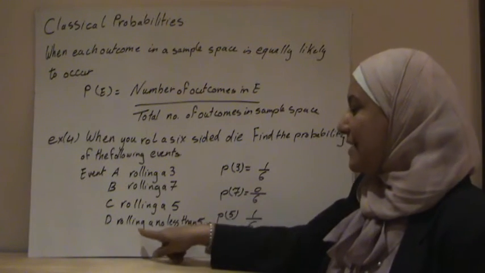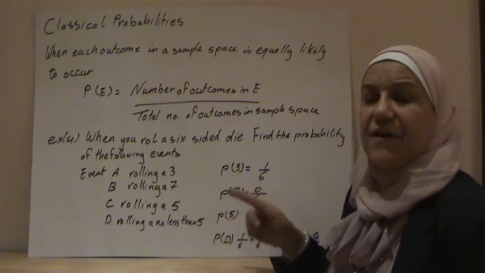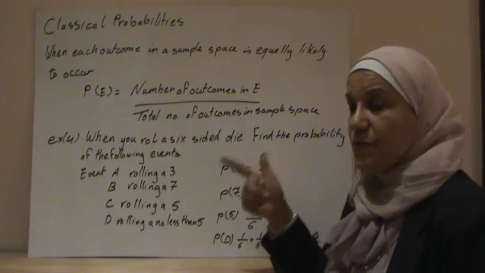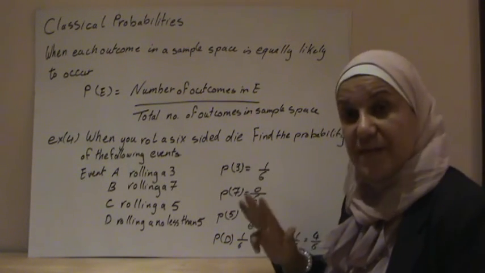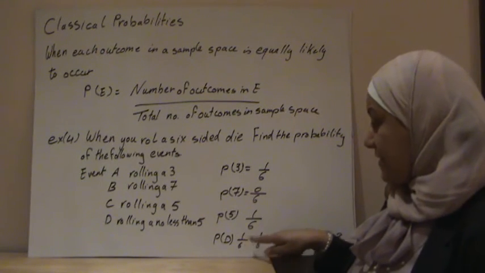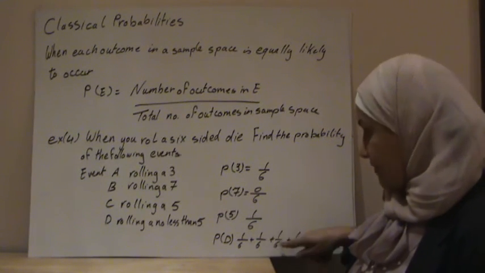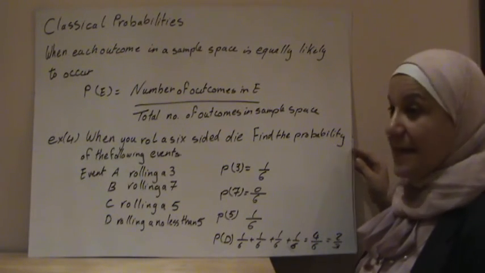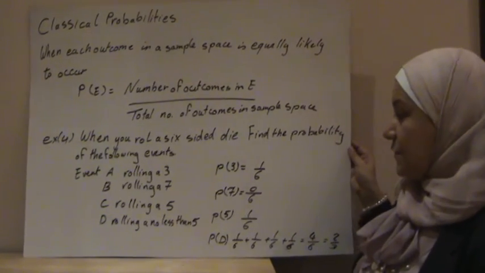What about rolling a number less than 5? How many numbers less than 5 do I have in a die? 1, 2, 3, and 4. So how many can I have? I have 4. 1 over 6 plus 1 over 6 plus 1 over 6 plus 1 over 6. It makes 4 over 6. So I can have my answer, any of those.